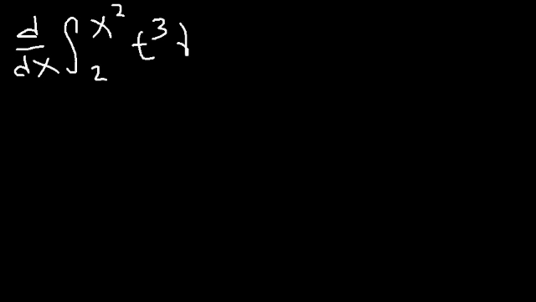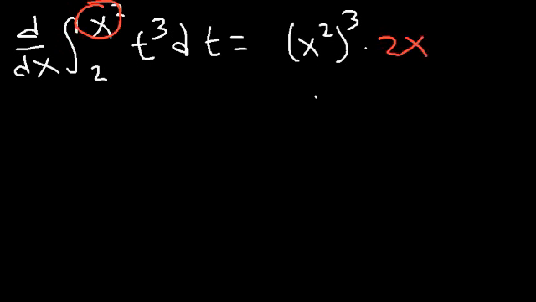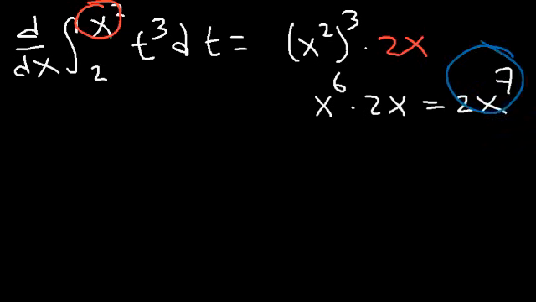Let's try another example. Try this one. Find the derivative of the integral from 2 to x squared of t to the third dt. So if you want to do it the fast way, replace t with x squared. So it's going to be x squared raised to the third power, and then multiply by the derivative of x squared, which is 2x. So this is going to be x to the 6 times 2x, which is 2x to the 7. So that's the fast way to get the answer.